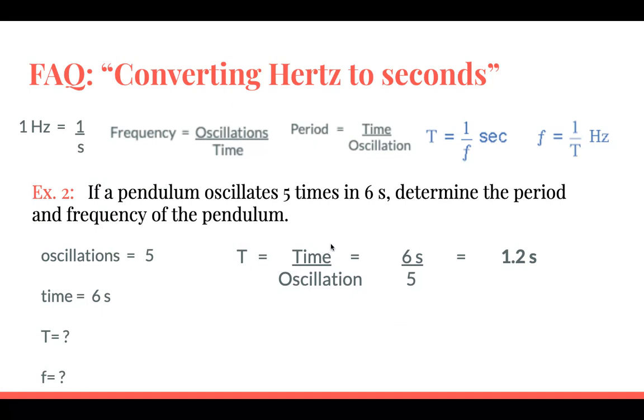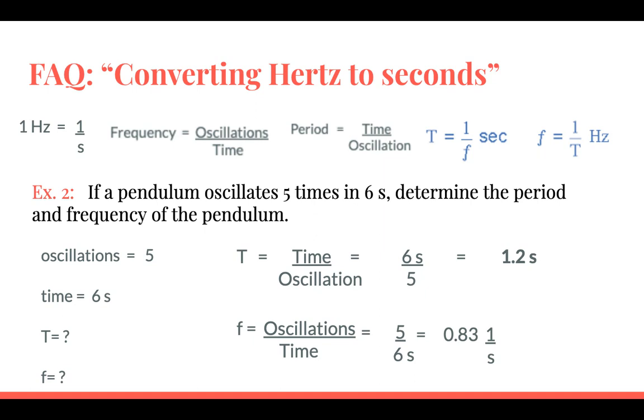Alternatively, now that we have the period, we can either use the definition of frequency or the equation for frequency in terms of period in order to find the frequency. I'm going to stick to the definition. One way you can calculate frequency is to take the number of oscillations per unit time, which is seconds. So you take 5 oscillations, divide by 6 seconds. 5 divided by 6, we get 0.83.